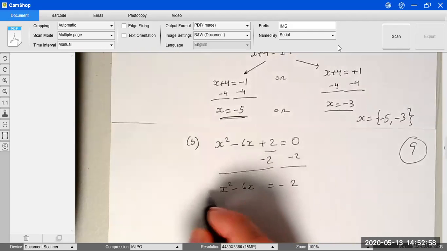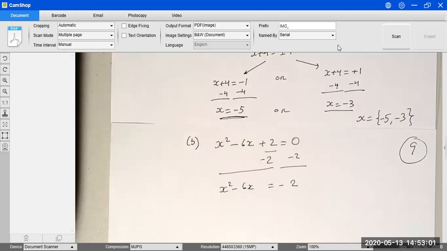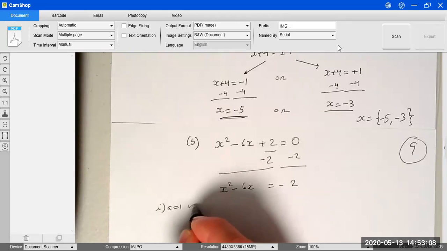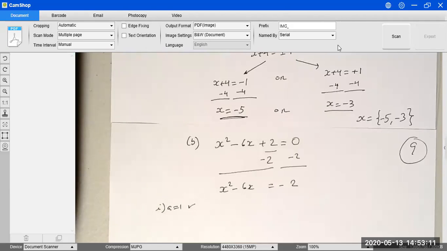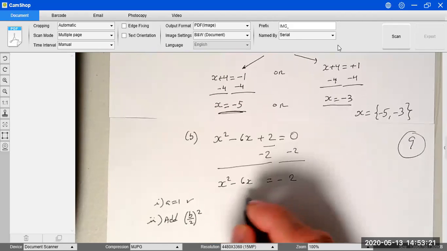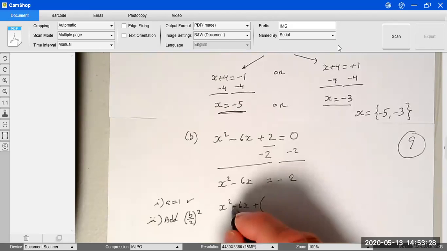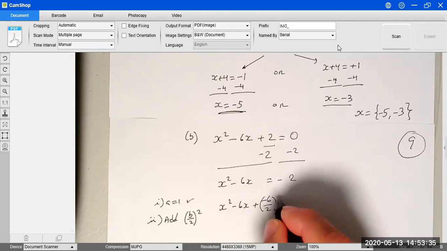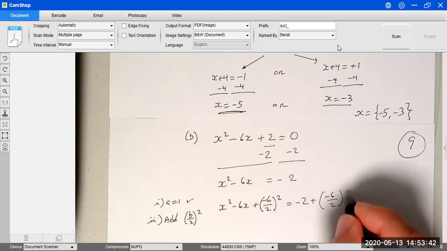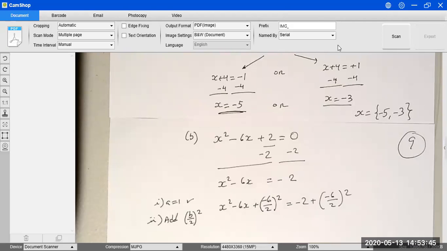So now I'm going to check the leading coefficient. The leading coefficient is 1. Perfect. Now we're going to add b over 2 squared on both sides of the equation. So I'm going to have x squared minus 6x plus, and b is negative 6. I'm writing b with the sign, okay? Negative 6 over 2 squared equals negative 2 plus negative 6 over 2 squared. So I'm adding b over 2 squared to both sides of the equation.